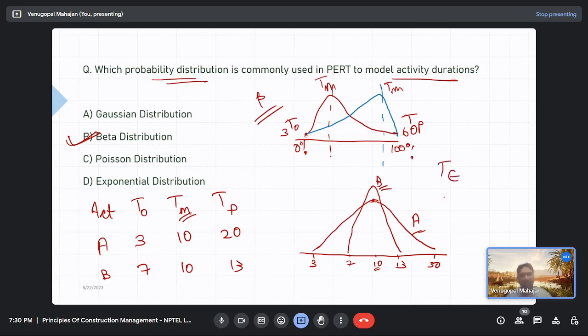First you calculate the TE and then you calculate the standard deviation, right? So TE formula you already know, standard deviation is TP minus TO by 6. Okay.